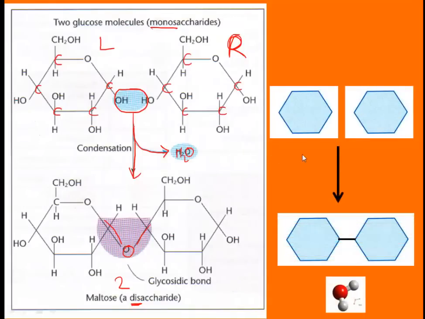So, what do we do? We react them together. We form a bond between them. Here is that bond. And we have our disaccharide plus water. This is our water molecule there. So we have our two glucoses coming together to form maltose.